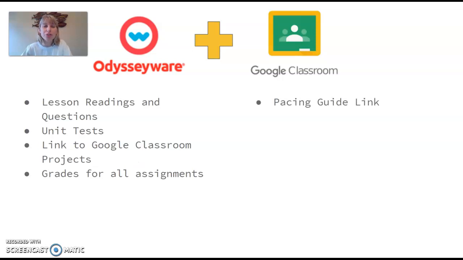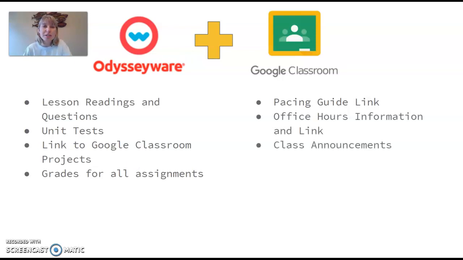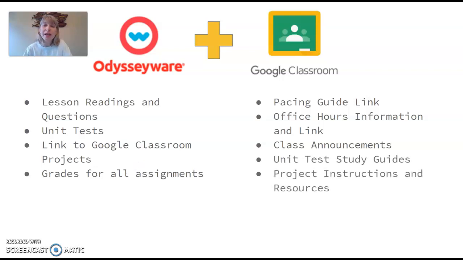So on Google Classroom, I will show you here in a moment, there is a link for your pacing guide. You'll find all the information for the office hours. I can post announcements there about things that we might need to change or alter if need be. You'll also find all of your study guides that you can use when you take your unit test and other resources. And of course, you will find all of your project instructions. Google Classroom will be very important when it comes to completing your project assignments and turning those in to Google Classroom. So it's going to be kind of a marriage between Odysseyware and Google Classroom for Semester B.